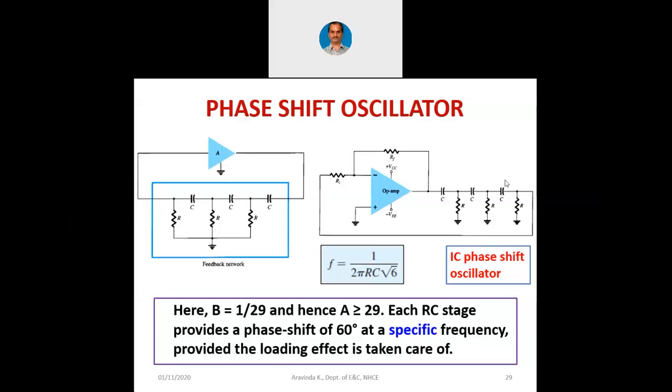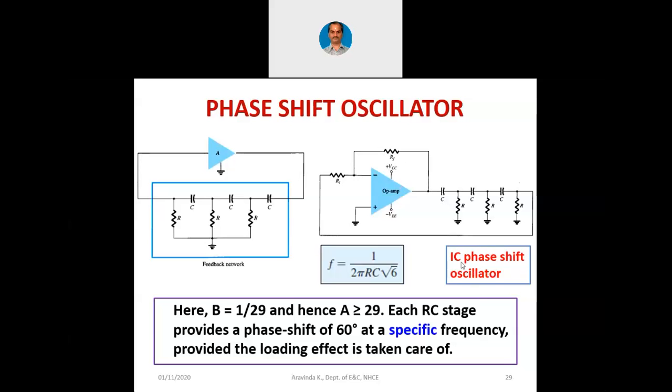And then we use this RC network for producing a 180 degree phase shift. The op-amp is going to produce a 180 degree phase shift because of its inverting configuration, and this CR network is going to produce a 180 degree phase shift. And Rf and Ri are used for setting the gain. That way, this is now an integrated circuit phase shift oscillator.